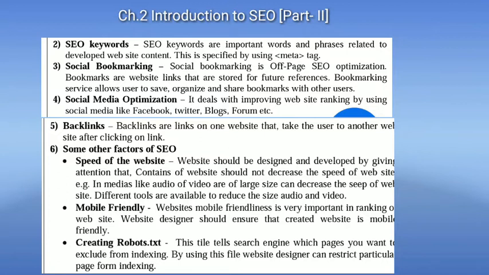Next is social bookmarking. Bookmarking is used to store links for future references. Next is fourth technique, that is social media optimization. Using social media like Facebook, Twitter, blog, forum, WhatsApp, you can share link of your website. It will also be helpful to improve your web page ranking.